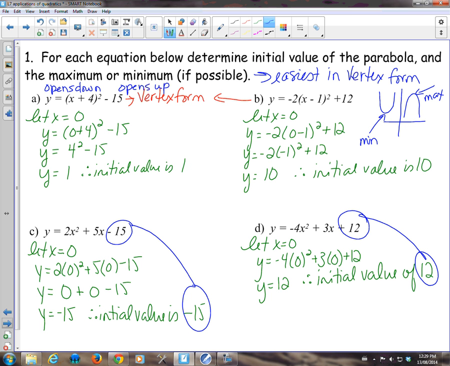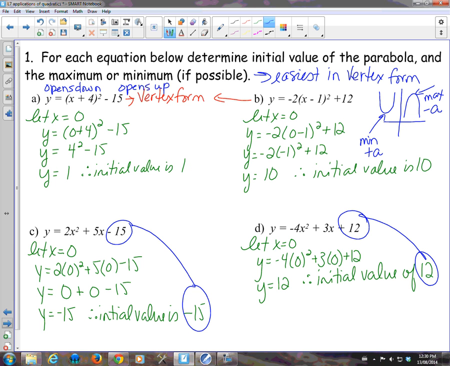Then the question becomes, how do we know if it opens up or opens down? That is the good old A value from our equation. If the A value is positive, it'll open up. If the A value is negative, it'll open down.